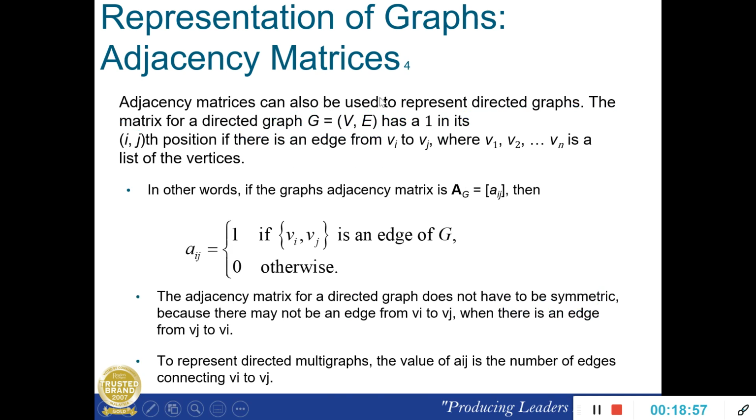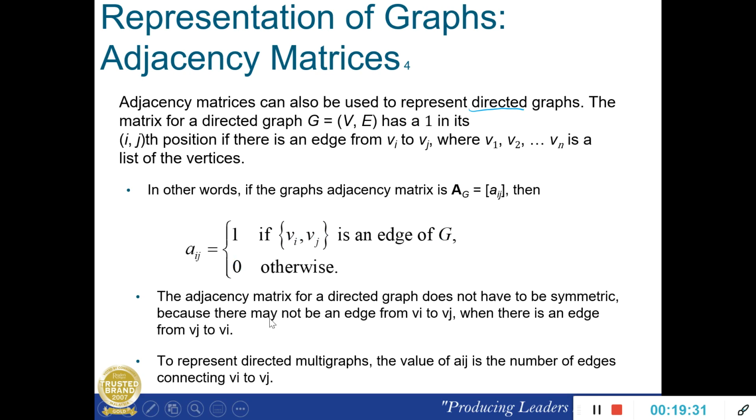So the adjacency matrix can also be used to represent a directed graph. Remember, in a directed graph, you have an arrow one way. The matrix for a directed graph G has a 1 in its ij position if there is an edge from Vi to Vj, where V1, V2, ..., Vn is a list of vertices. So in other words, if the graph's matrix is AG, with entries Aij, then Aij is equal to 1 if (Vi, Vj) is an edge of G, meaning you have an edge from I to J, and 0 otherwise.